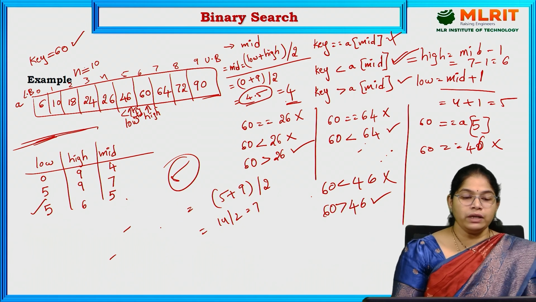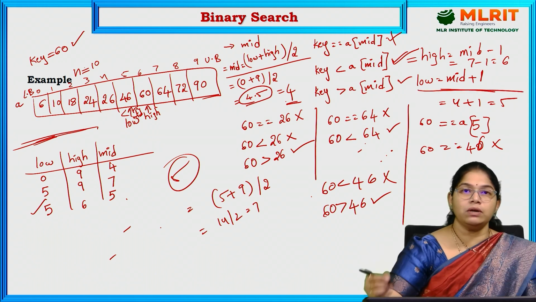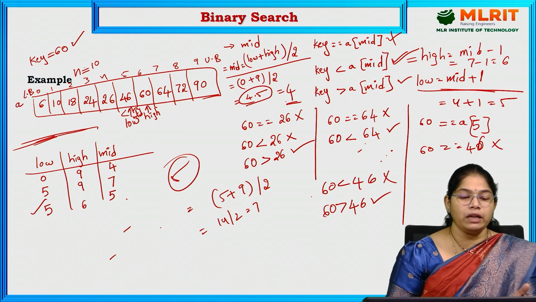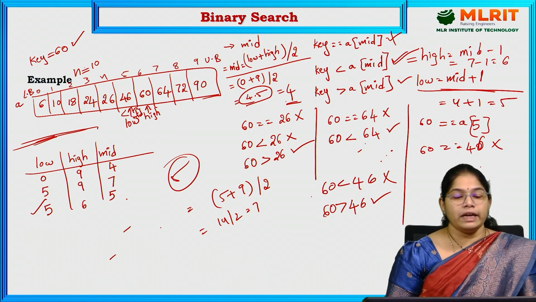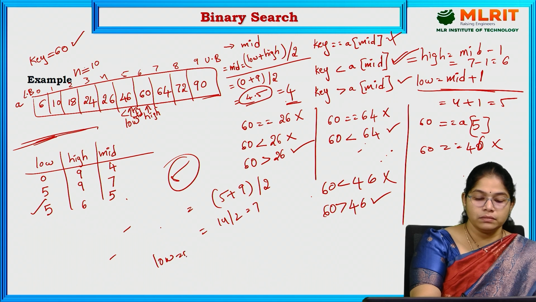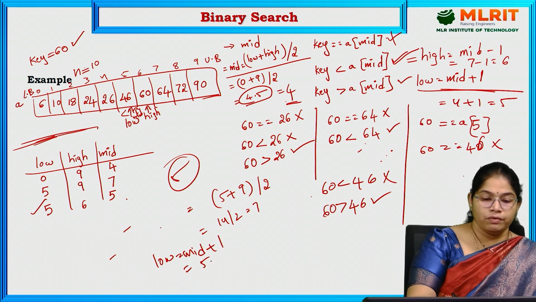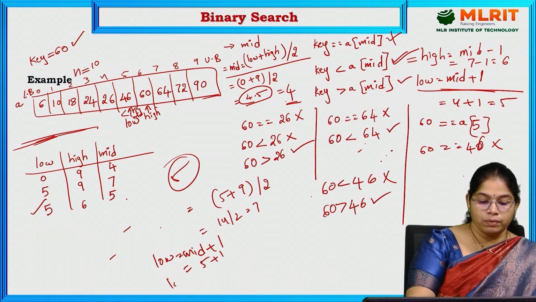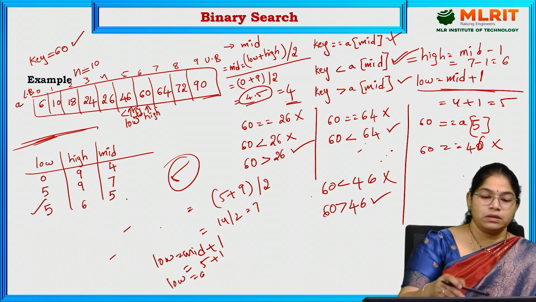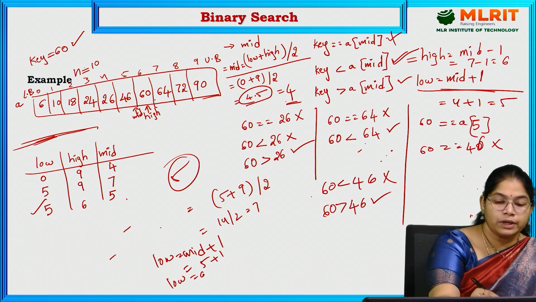That means we know that the key value is greater than the mid value. In such a case, we have to change the low value. How to change? Low is equal to mid plus 1. That means the key value is on the right side of the low. So low is equal to mid plus 1 in this case. Mid is at 5, 5 plus 1, now low is equal to 6. So we have to shift the low value to here.